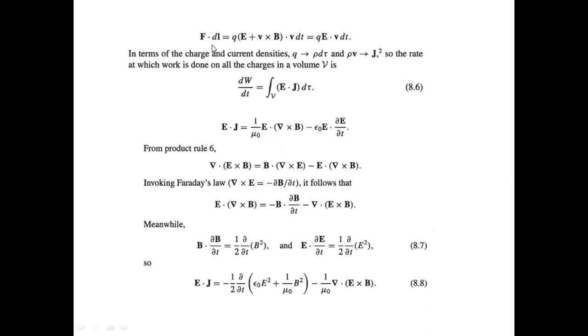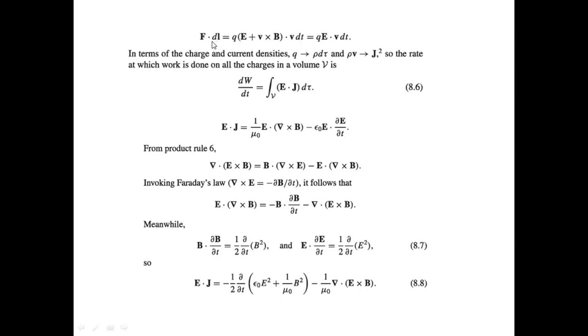It is force into distance, right? So F dot dl is the work done formula. Now the force is the Lorentz force. It is the contribution due to the electric field, qE, and the magnetic contribution, q v cross B, right? So the electric and magnetic field contribution dot v dt.